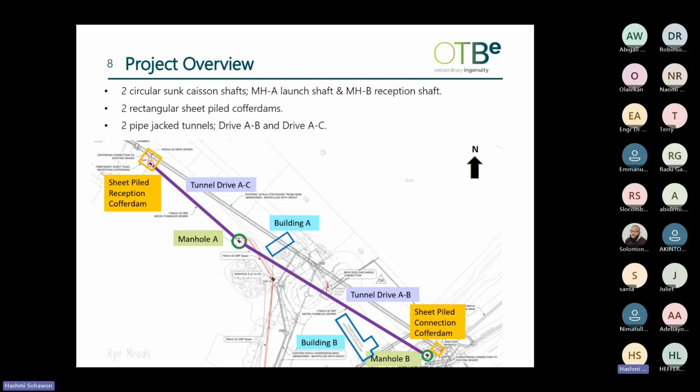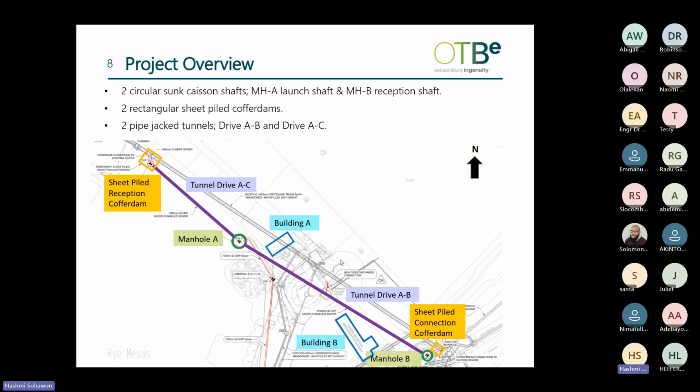So this is an overall plan of the arrangement at the site. We can see 2 circular shafts, manhole A, manhole B a bit further down. Manhole A is a launch shaft, whereas manhole B is a reception shaft. These are caisson shafts that are sunk into the ground prior to excavation inside the shaft. We can see two rectangular sheet pile cofferdams. And I will talk about these more in the next slide.